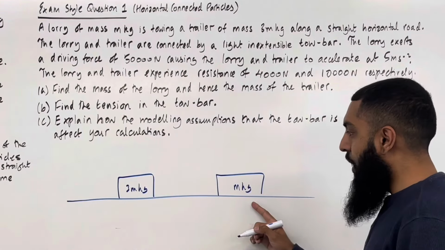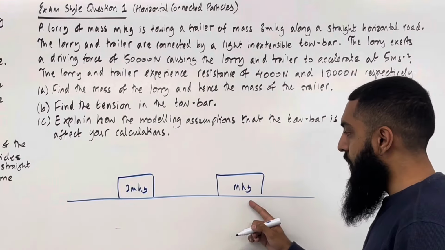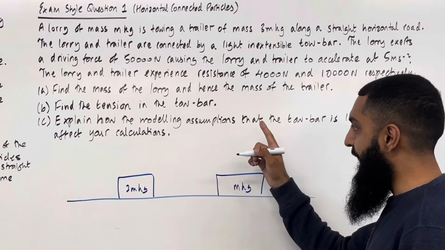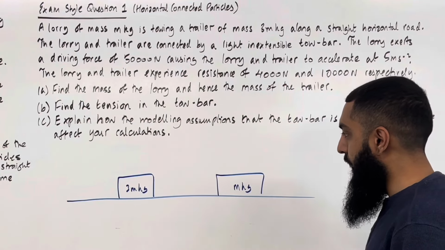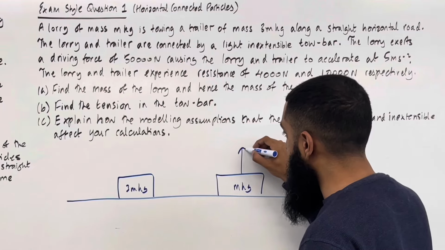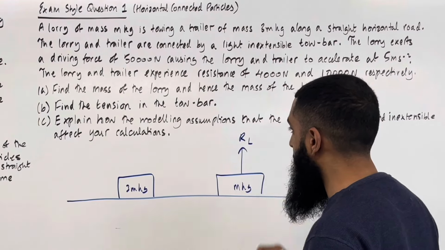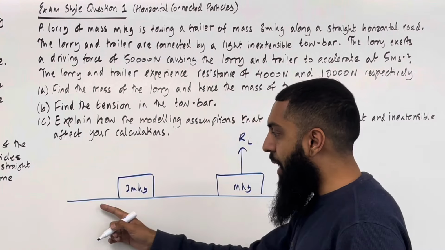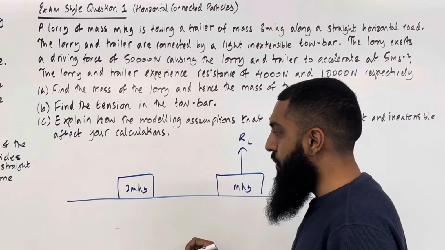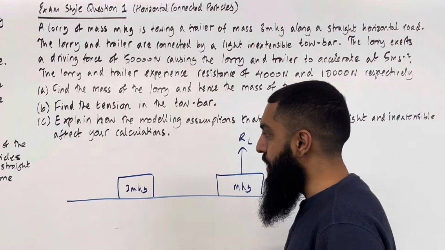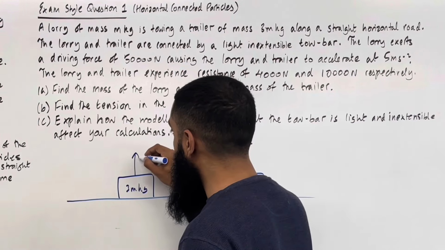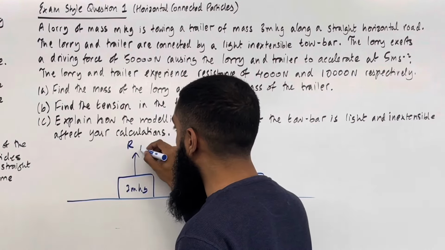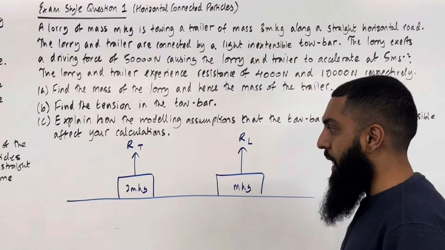The lorry is in contact with the horizontal surface, so the horizontal surface will exert a normal reaction acting vertically upwards on the lorry. So here is the normal reaction. I can label it as RL, normal reaction of the lorry. In the same way, the trailer is in contact with the horizontal surface, so the horizontal surface will exert a normal reaction on the trailer, acting vertically upwards. I can label it as RT, the normal reaction of the trailer.